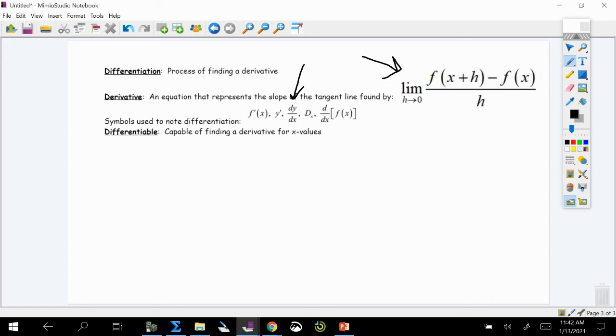And then finally, the last thing is we will talk about what it means to be differentiable, meaning capable of even finding a derivative or an equation for a tangent line. And there are certain situations where we know that it is actually not differentiable, which we'll talk about. So that's a nice summary of how the algebra works and what are some of the words and notations that I will be using throughout this course.